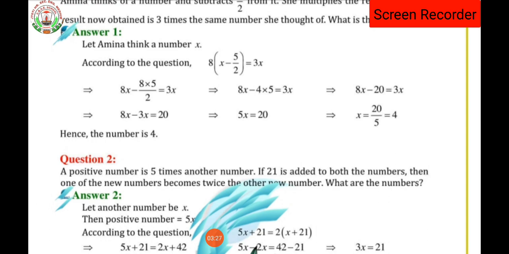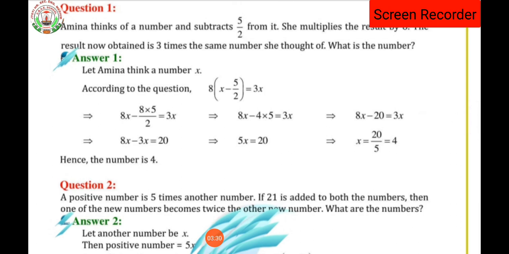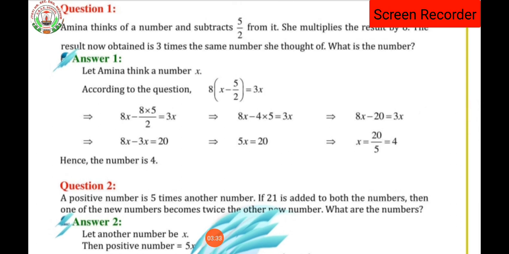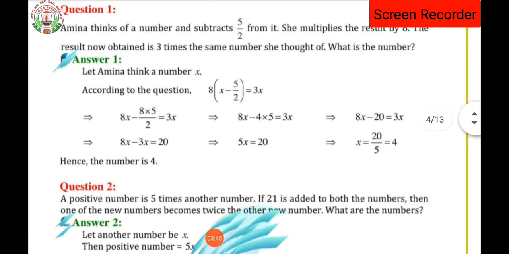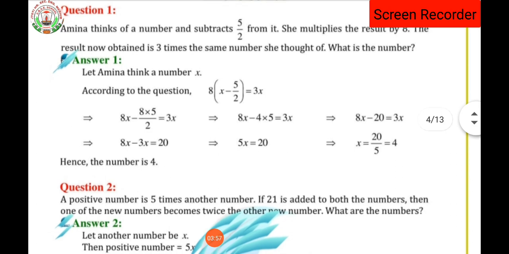Next, question number 2: a positive number is 5 times another number. That means here two numbers are present. One is x and another positive number is 5x. A positive number is 5 times the other number. So let the other number be x. Then the positive number, 5 times the other number, will be 5x, obviously. One number is x, and the second number, which is positive, will be 5 times the first number. That's why it is 5x.